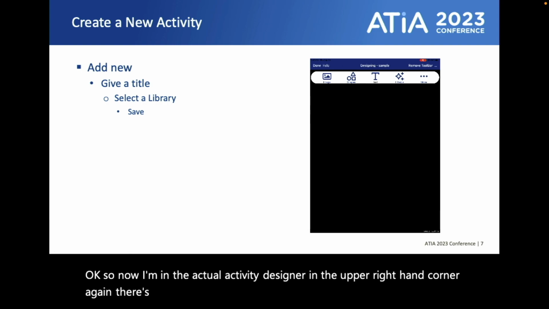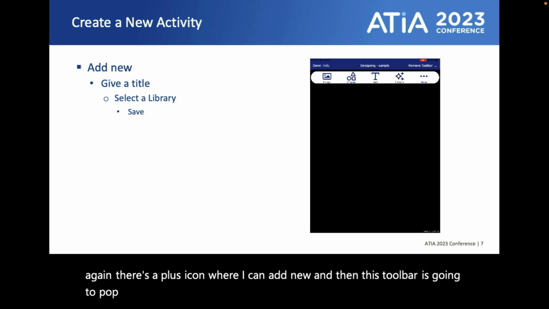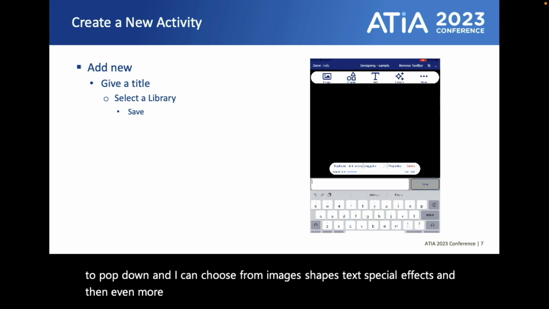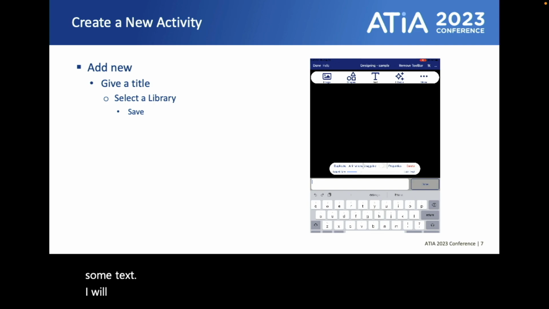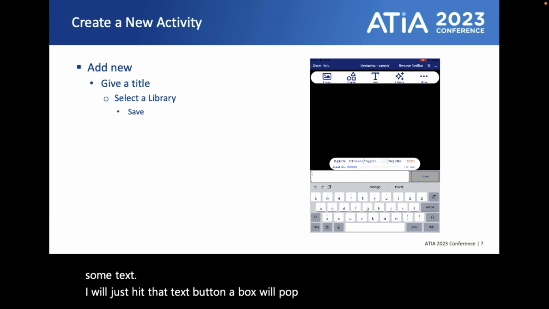again, there's a plus icon where I can add new, and then this toolbar is going to pop down, and I can choose from images, shapes, text, special effects, and then even more options available. So again, if I wanted to add some text, I will just hit that text button. A box will pop up. I can edit it right there on the screen.